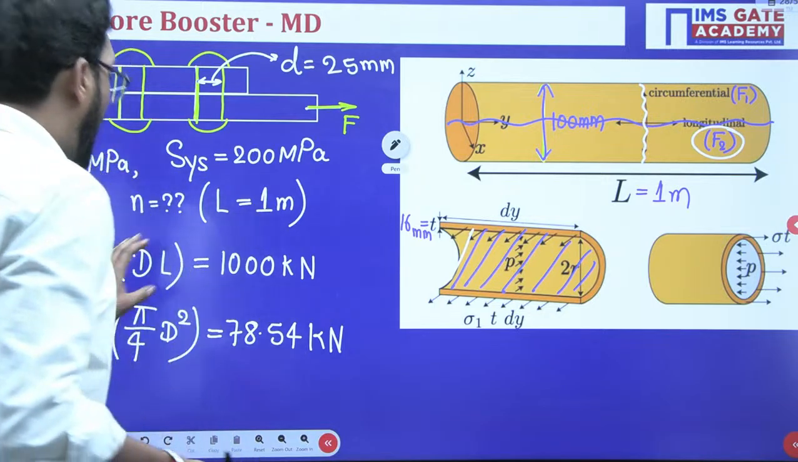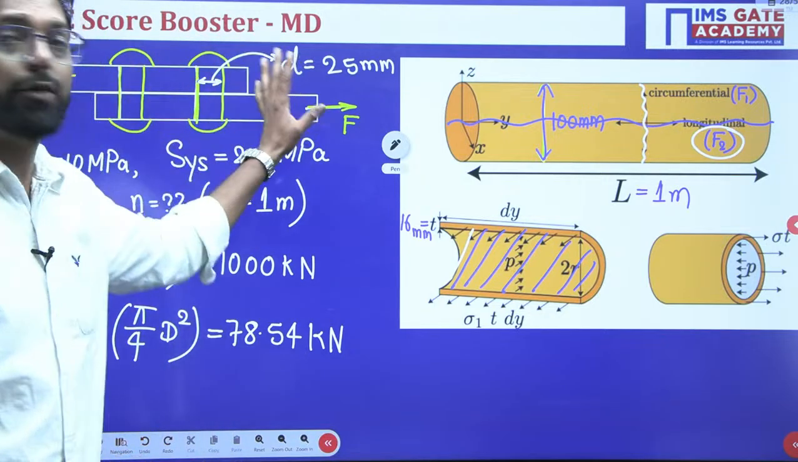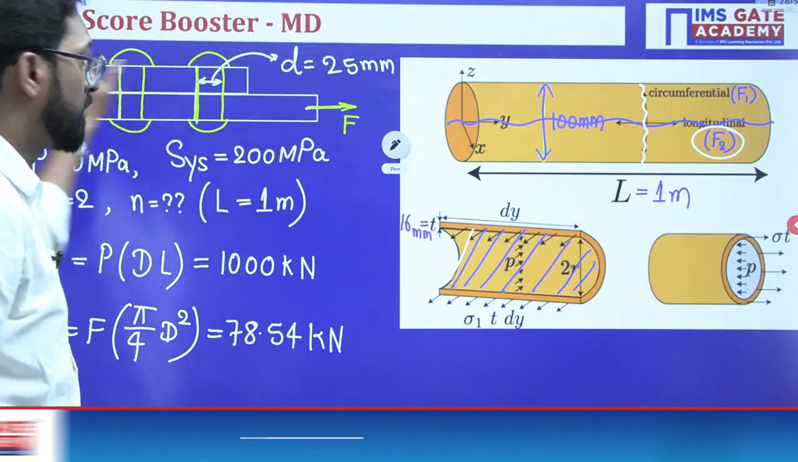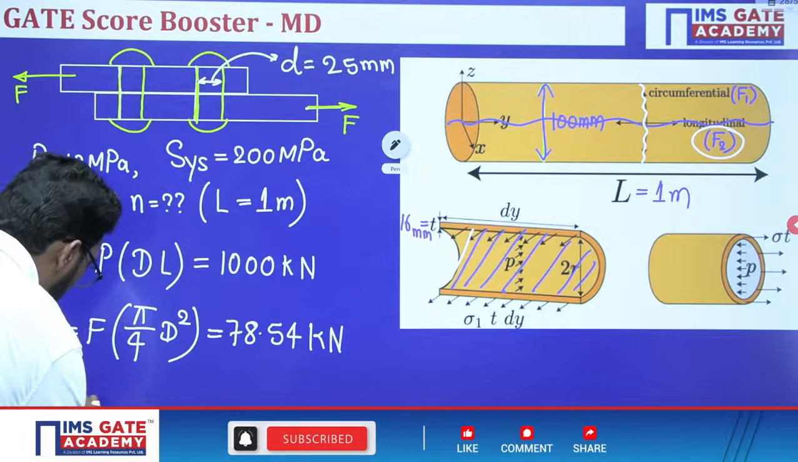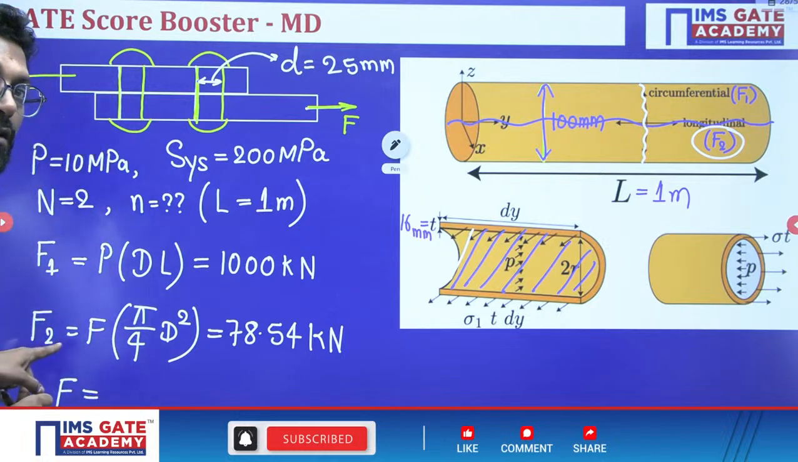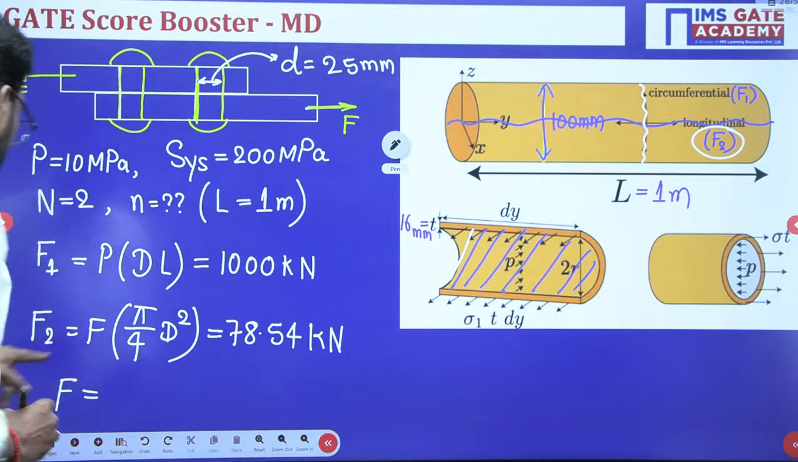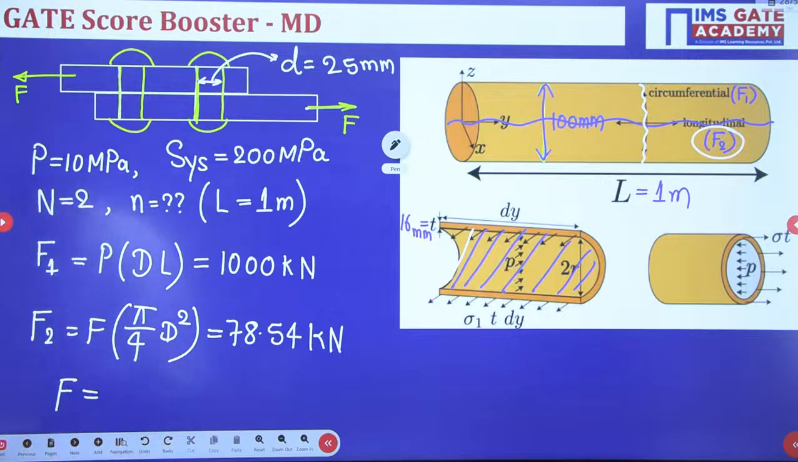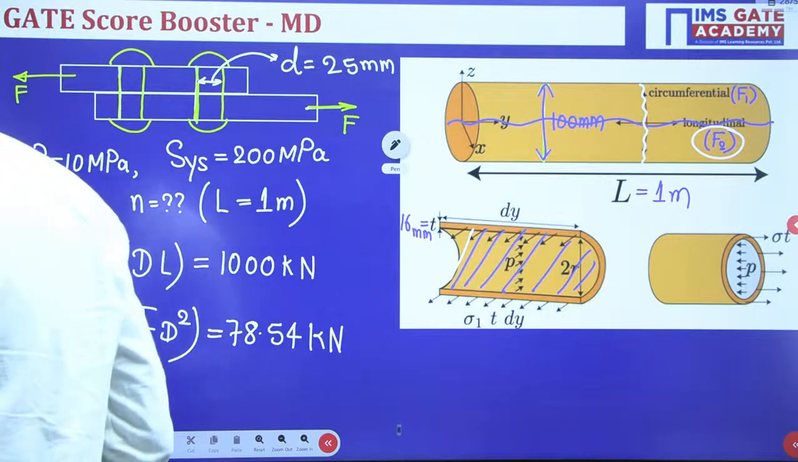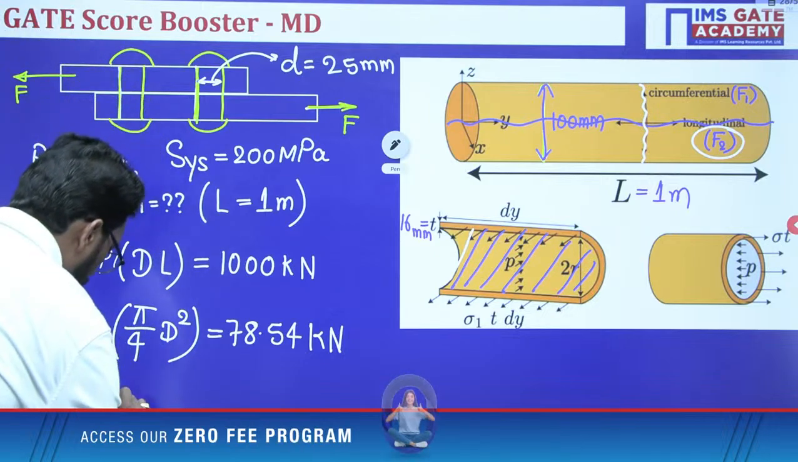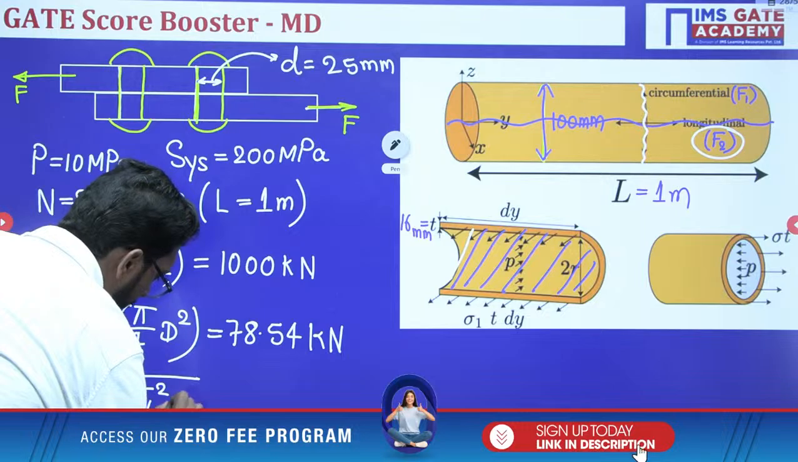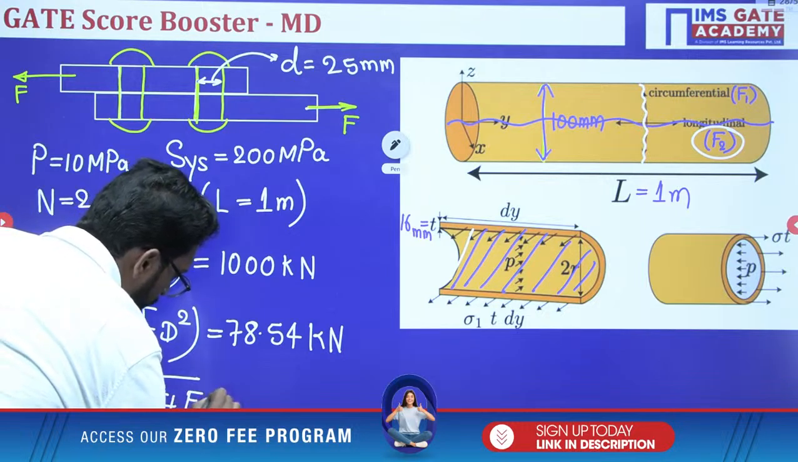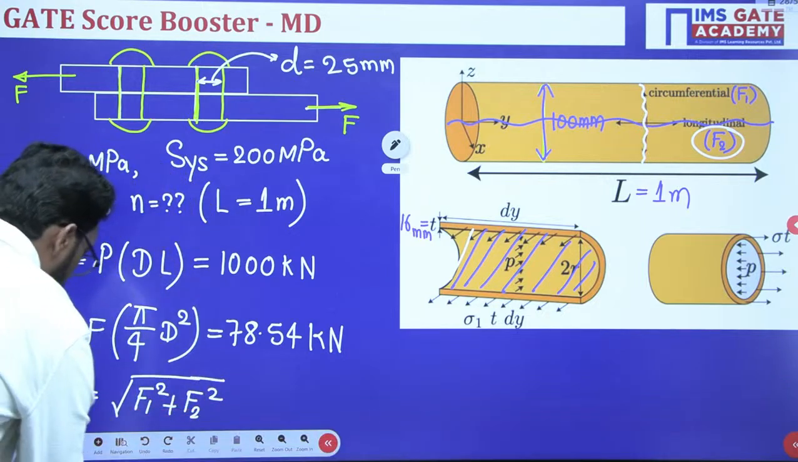So how much total load will act on this joint? This total load F will act, and both forces are perpendicular. So the resultant is the square root of F1 square plus F2 square. Yes or not? Both are perpendicular.